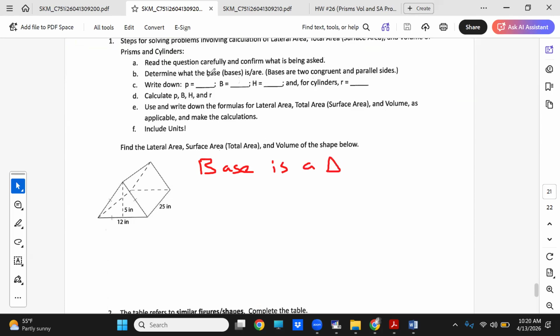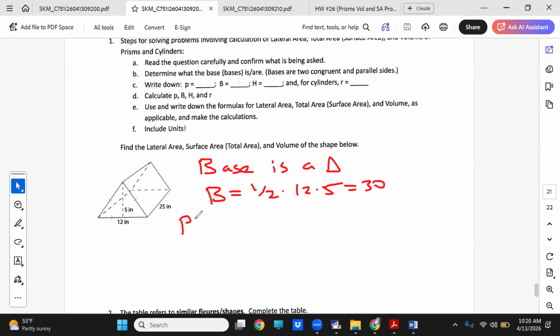Yep, that's why let's know what it is, right? Determine what it is. It's a triangle, right? And I know what they're asking. They're asking to find these three things, right? What's the area of the base? 30 inches squared. Yeah, 1/2 times 12 times 5 is 30. Okay.